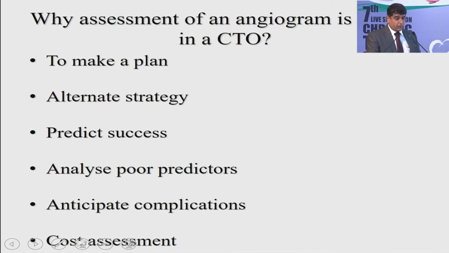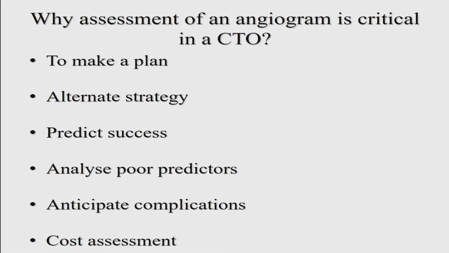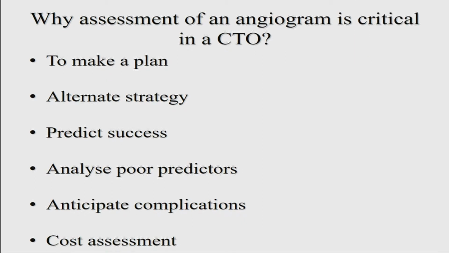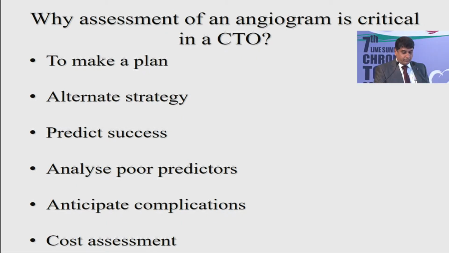So why is it so important to have an angiogram assessed in a very critical way? You need to have a plan upfront. You've got to have an alternate strategy in place because surprises are so common. You have to have some idea as to what the success rate from a certain case could be, and also go through what the poor predictors are in a given case. One should also anticipate complications coming your way, and very importantly, cost assessment is crucial. I was discussing with Dr. Surya Prakash at lunch that cost becomes an extremely important factor in CTO PCI.